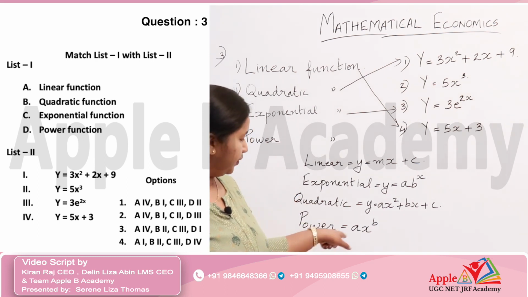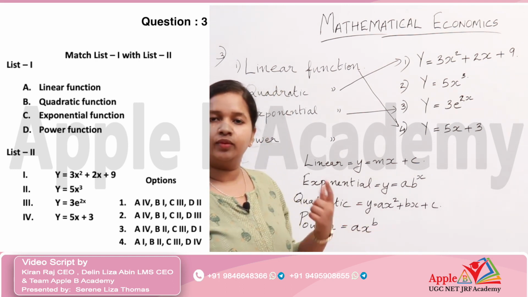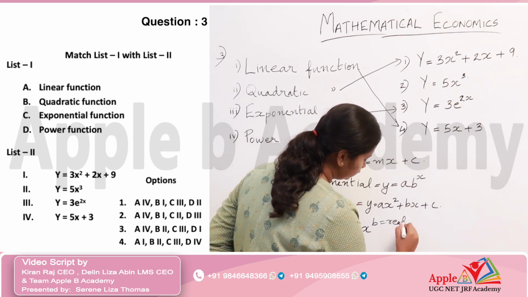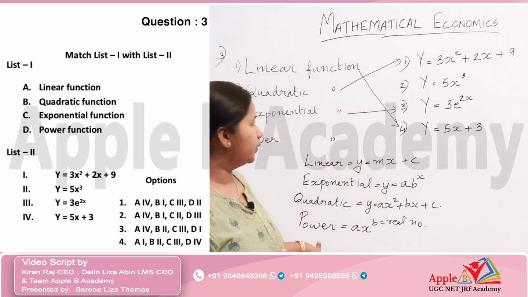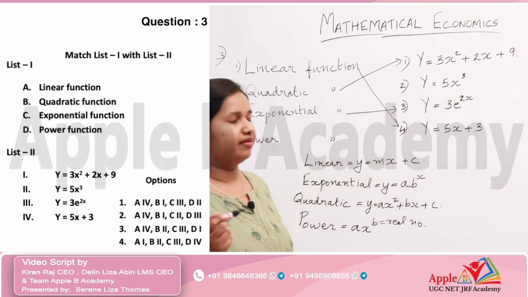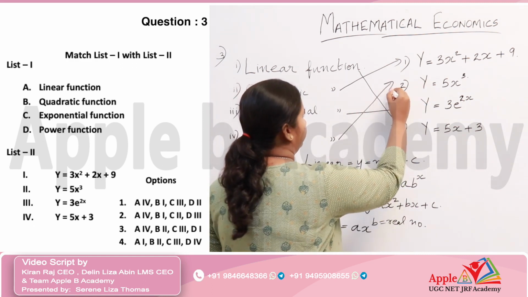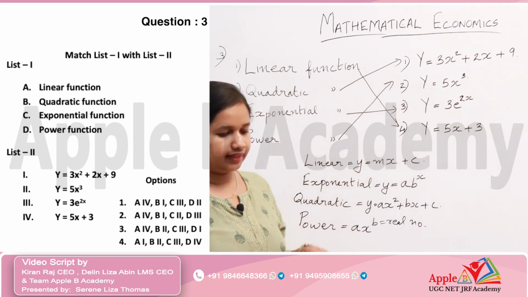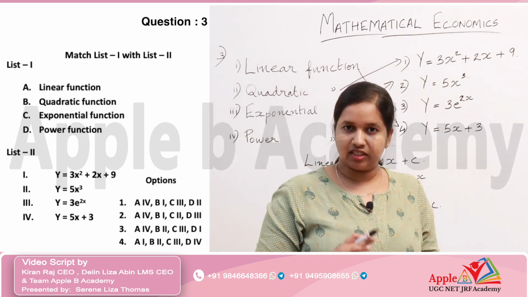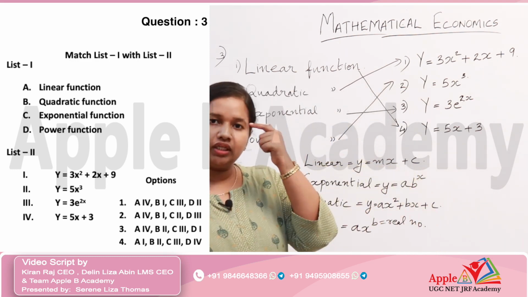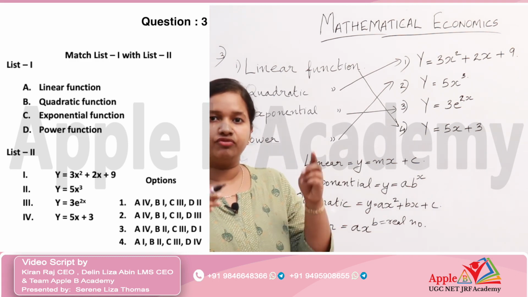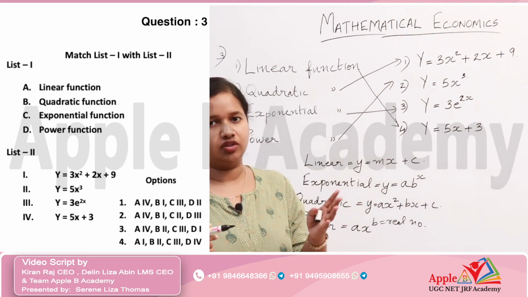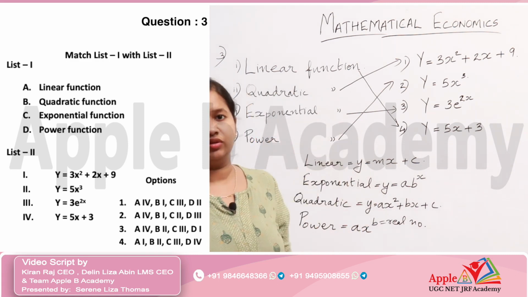And the fourth one is the power function. Power function is represented as ax raised to b, where b represents any real number. So this one is y is equal to 5x cube. Hope the options are clear now. When you get a question like this, to match linear function, quadratic function, exponential and power function, we need to keep in mind the general equation for these functions. If you know the general equations, it is easy to match. So this is the answer for this question.